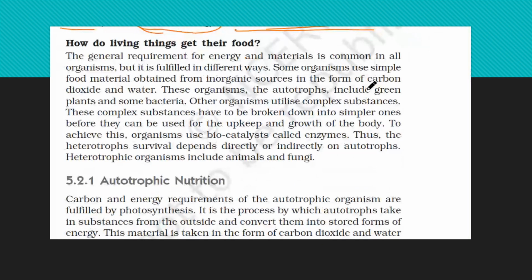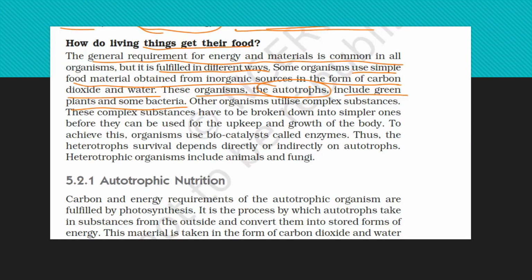Now how do living organisms get their food? The general requirement of energy and materials is common in all living organisms, but it is fulfilled in different ways. Some organisms use simple food material obtained from inorganic sources in the form of carbon dioxide and water. These organisms are called autotrophs. So they are taking carbon dioxide and water from the environment, and in the presence of sunlight and chlorophyll they are making their own food. They are autotrophs. They include green plants and some bacteria.